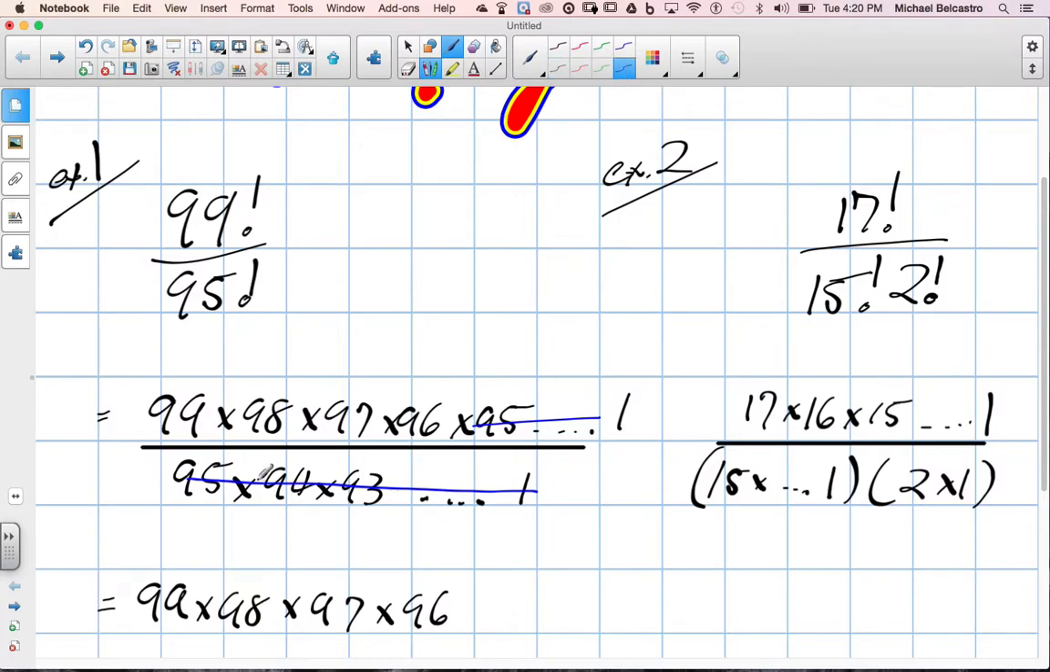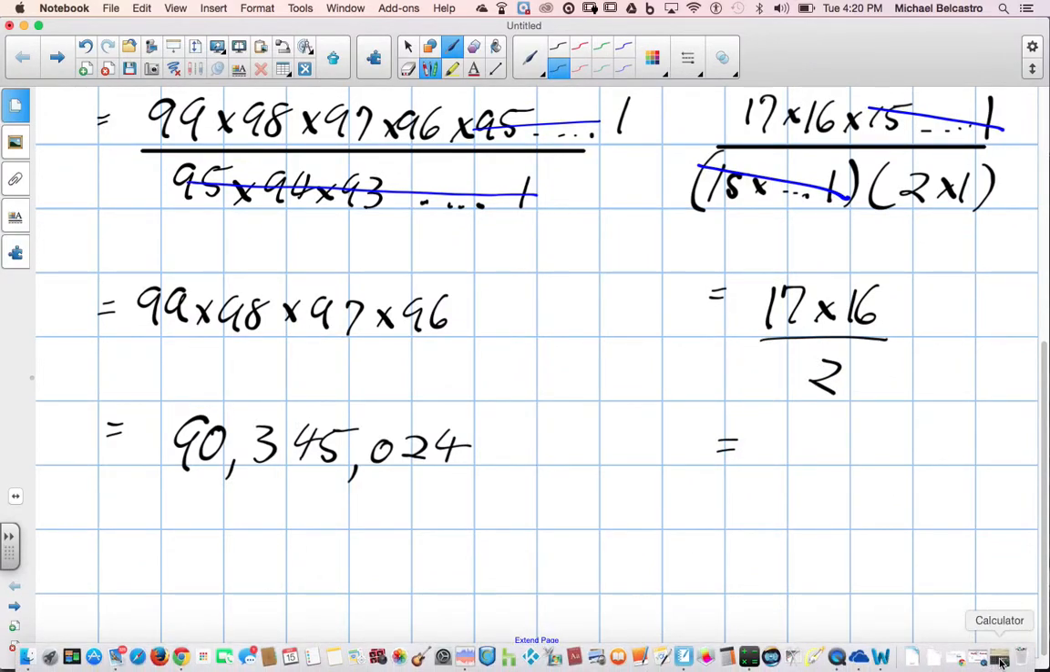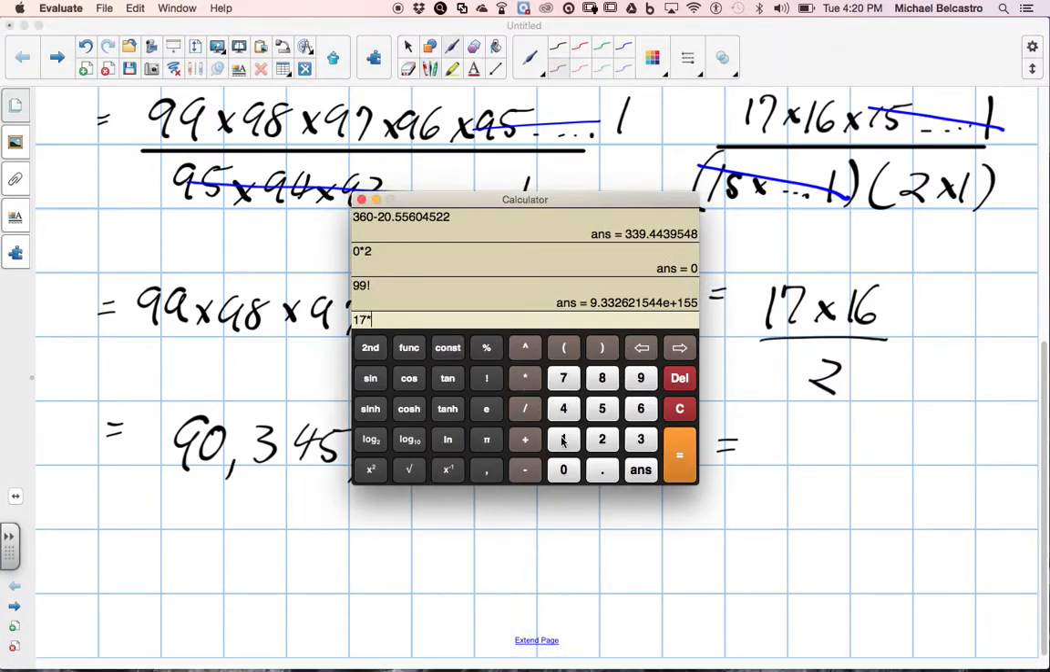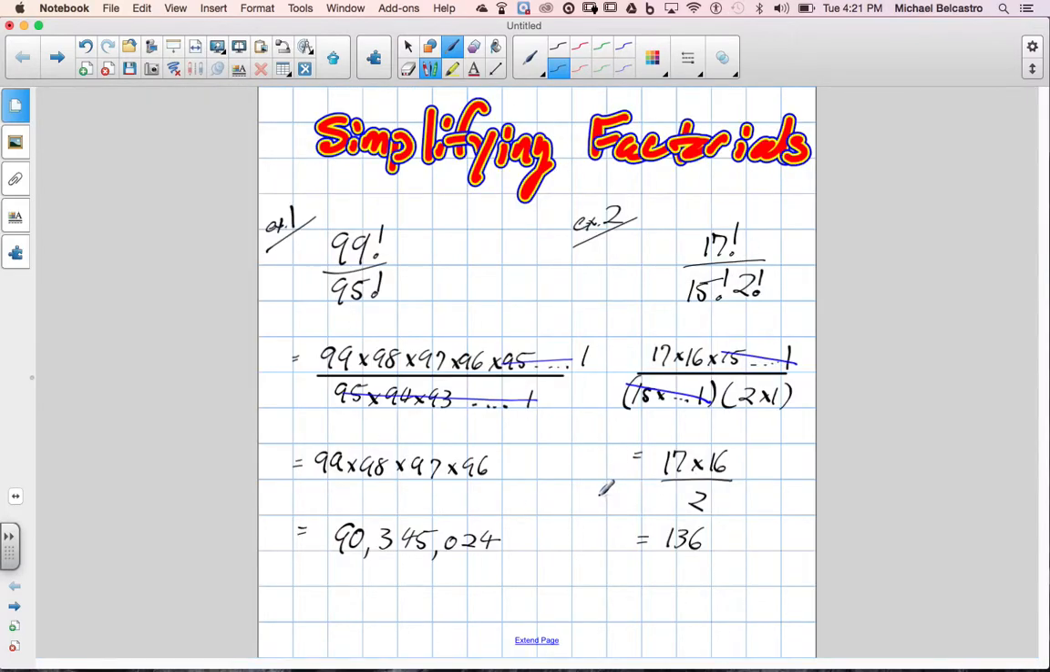Well, we're going to use the exact same concept we used before. 15 down to 1 is going to eliminate with 15 down to 1. And because it's multiplication, we can just drop things off as they go. So now we're left with 17 by 16 all divided by the number 2. Then 17 by 16 divided by 2. Bring up our calculator. 16 divided by 2. 136, it looks like. Okay, so that's one way to simplify a factorial that you probably couldn't calculate by just putting into your calculator.